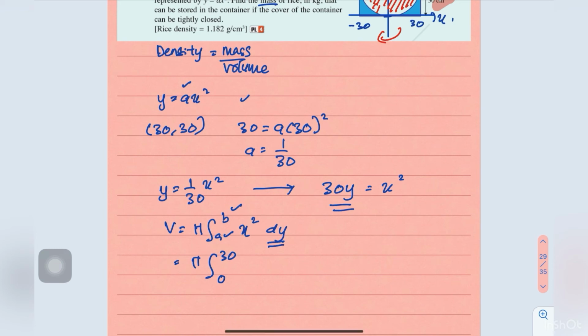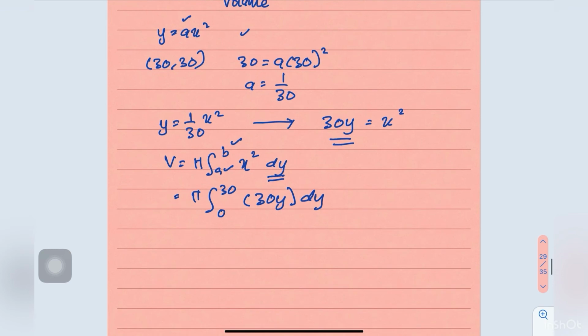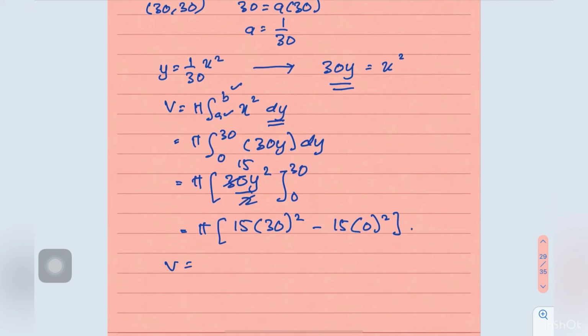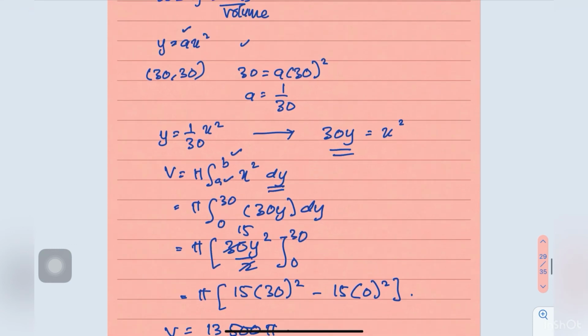Okay, x squared is 30y. So we integrate with respect to y. So this one, pi becomes 30y squared over 2, from 0 to 30. This one we can simplify. Pi, 15 times 30 squared minus 15 times 0 squared. Okay, so volume is 13,500 pi.